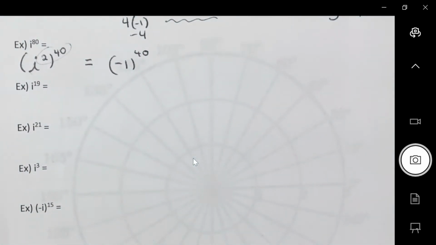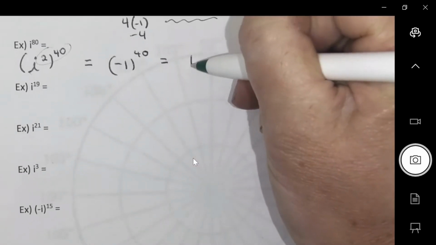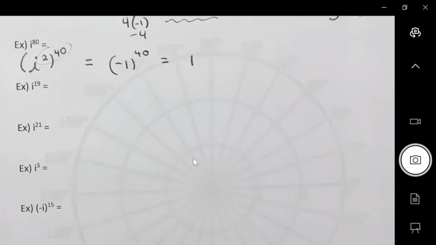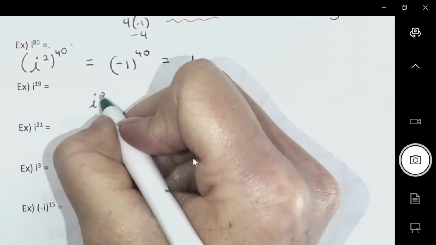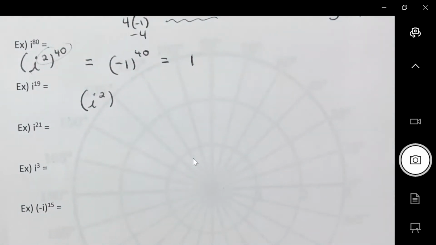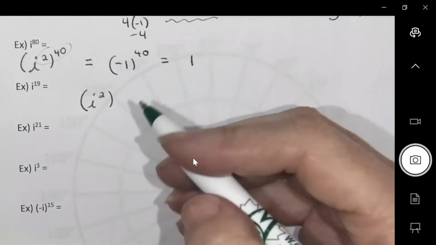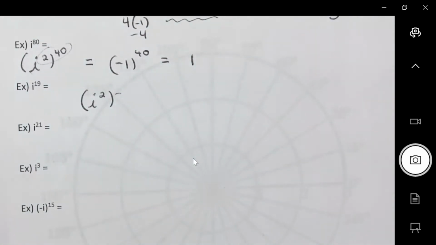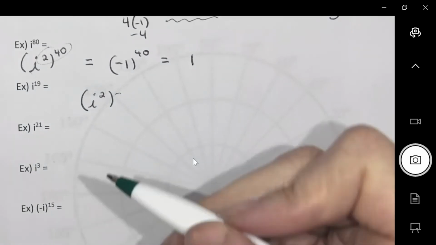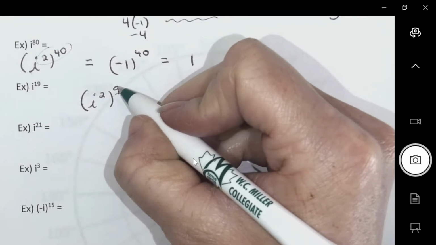So what do you get mathematically if you do that? 40 times. So basically, what do you think? Is it positive or -1? Positive 1. Okay. 19 is not even. So I'm not going to get to a 19. The closest I'm going to get is an 18. So can you get me a number here just to get me to 18? So what's 2 times 9?